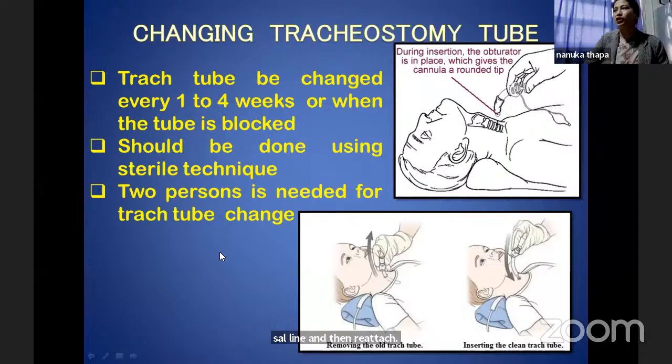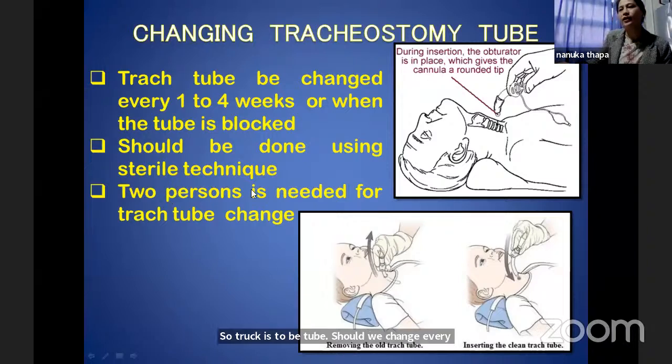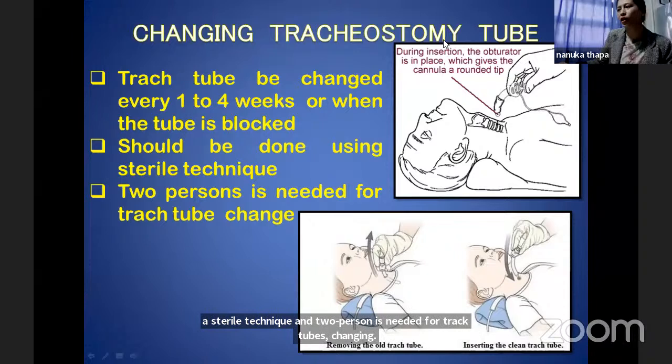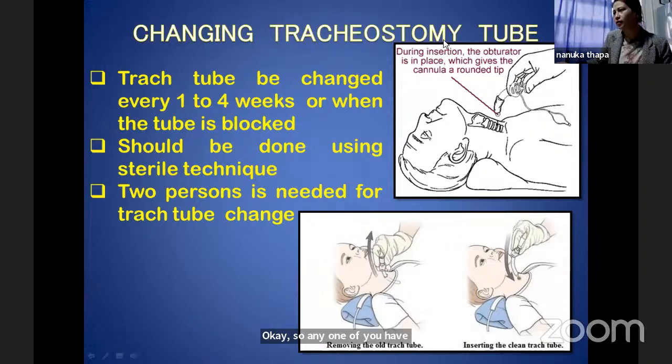So how to change the tracheostomy tube? The tracheostomy tube should be changed every 1 to 4 weeks or when the tube is blocked. It should be done using a sterile technique, and 2% is needed for trach tube changing. Okay. So any one of you have changed the tracheostomy tube for any patient?